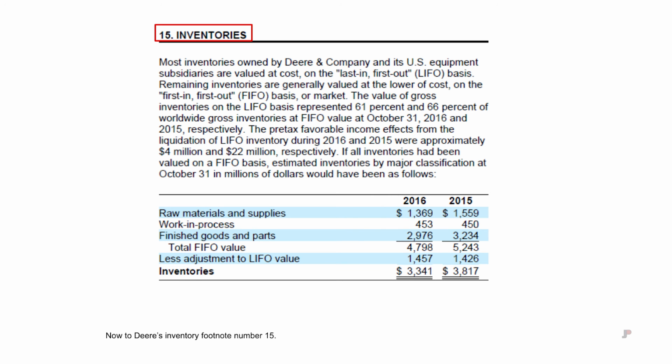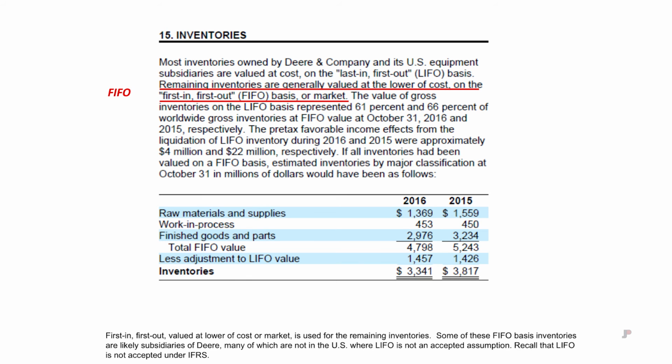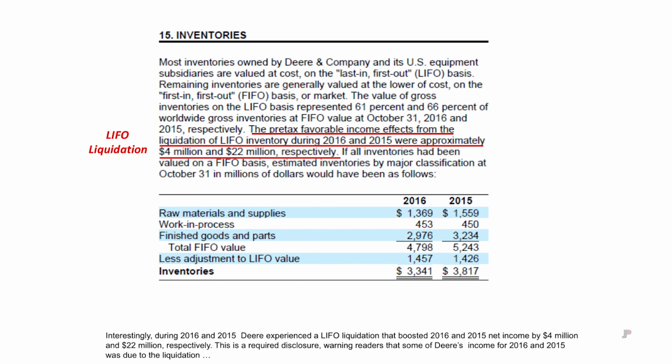Now to Deere's inventory footnote number 15. It discloses that Deere relies primarily on the last in, first out inventory cost flow assumption for over 60% of its inventories. First in, first out, valued at lower of cost or market, is used for the remaining inventories. Some of these FIFO basis inventories are likely subsidiaries of Deere, many of which are not in the U.S., where LIFO is not an accepted assumption. Recall that LIFO is not accepted under IFRS.